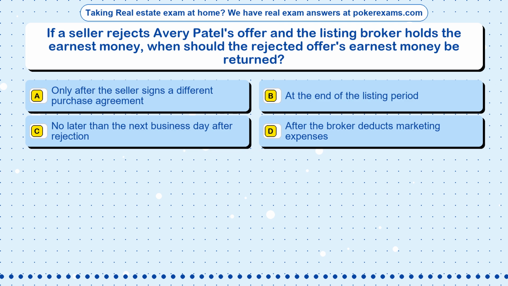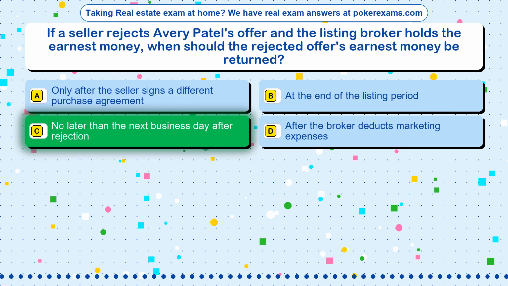Question 7. If a seller rejects Avery Patel's offer and the listing broker holds the earnest money, when should the rejected offer's earnest money be returned? Option A. Only after the seller signs a different purchase agreement. Option B. At the end of the listing period. Option C. No later than the next business day after rejection. Option D, after the broker deducts marketing expenses.